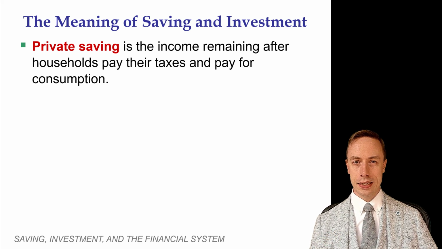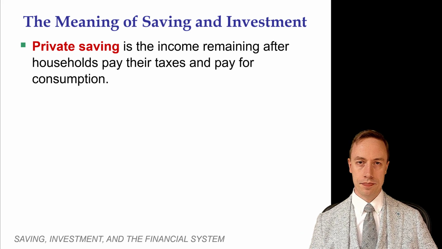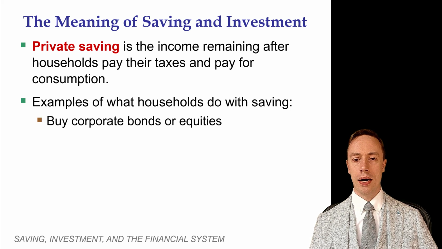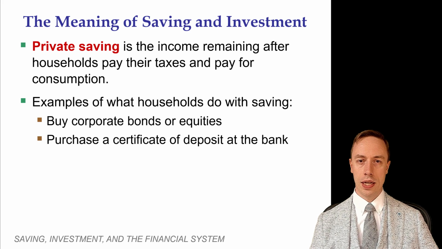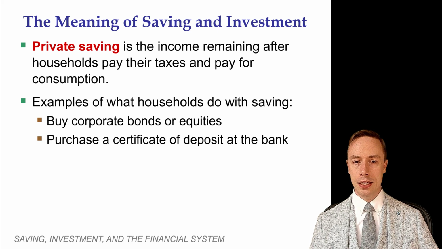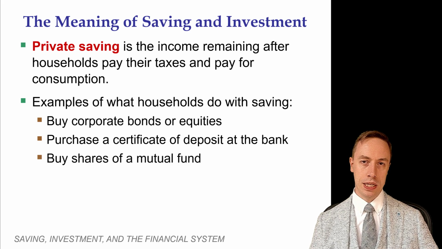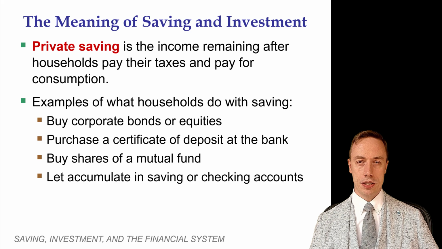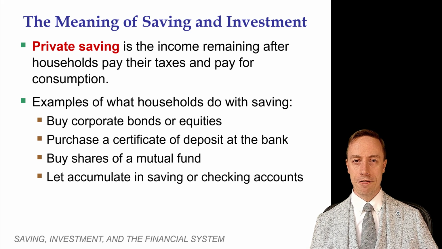Reminder, that's the income that households have remaining after they've paid their taxes and engaged in consumption. So in real life, there are many things households can do that would qualify as private saving. For example, they can buy stocks or bonds. We've already discussed those financial markets. They can put the money into a bank in, let's say, a certificate of deposit, a CD, or go to another financial intermediary like a mutual fund. Even if they just let that money accumulate in a checking account, it's still being made available by that bank to other borrowers, so it still counts as saving.